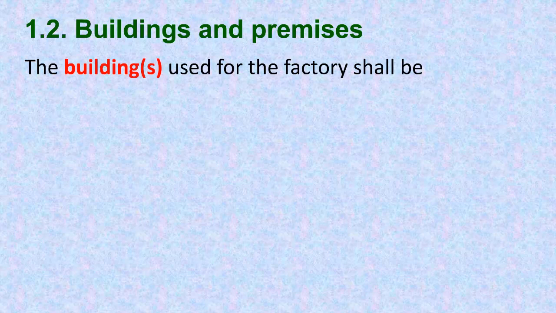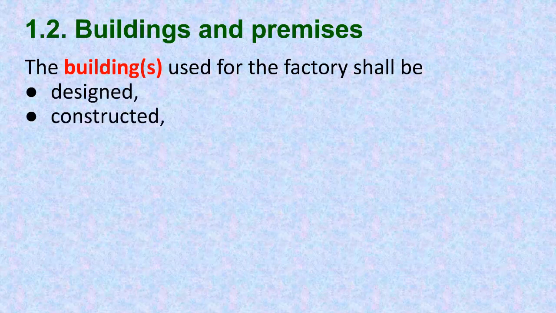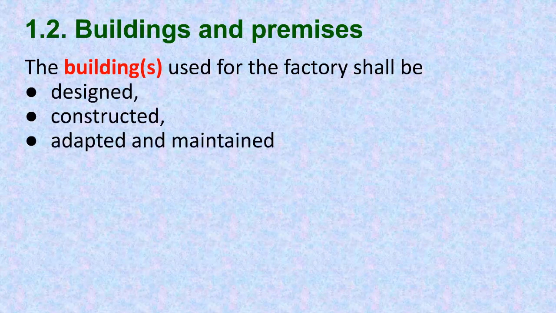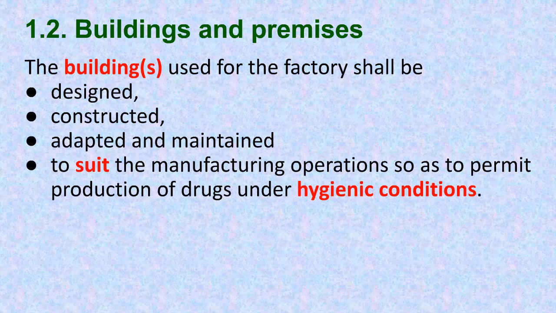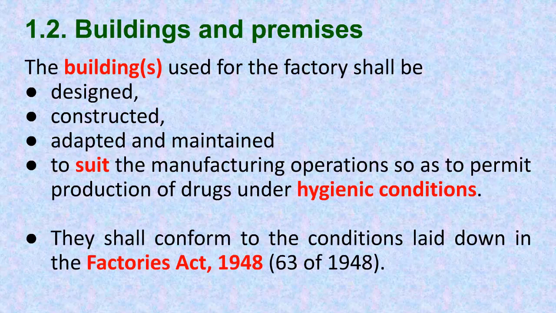Buildings and premises. The building used for the factory shall be designed, constructed, adapted and maintained to suit the manufacturing operations, so as to permit production of drugs under hygienic conditions. They shall conform to the conditions laid down in the Factories Act, 1948, 63 of 1948.